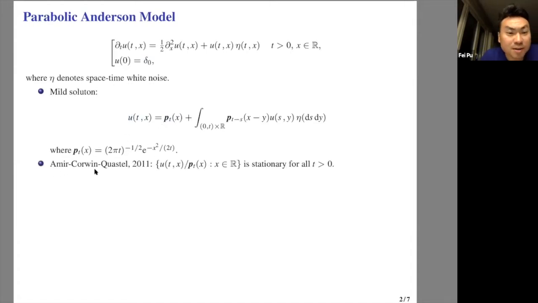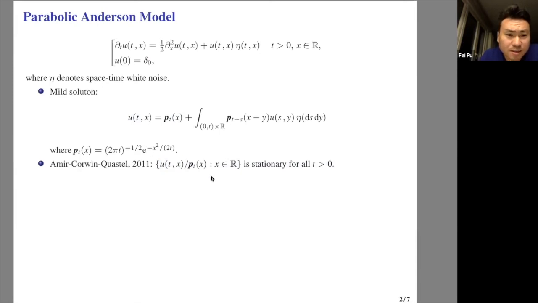For the solution to the parabolic Anderson model, in the paper by Amir, Corwin, and Quastel, they prove that if we scale the solution by the heat kernel, then this process in space is a stationary process for every t positive. So the solution to the parabolic Anderson model gives us a stationary process in this way.